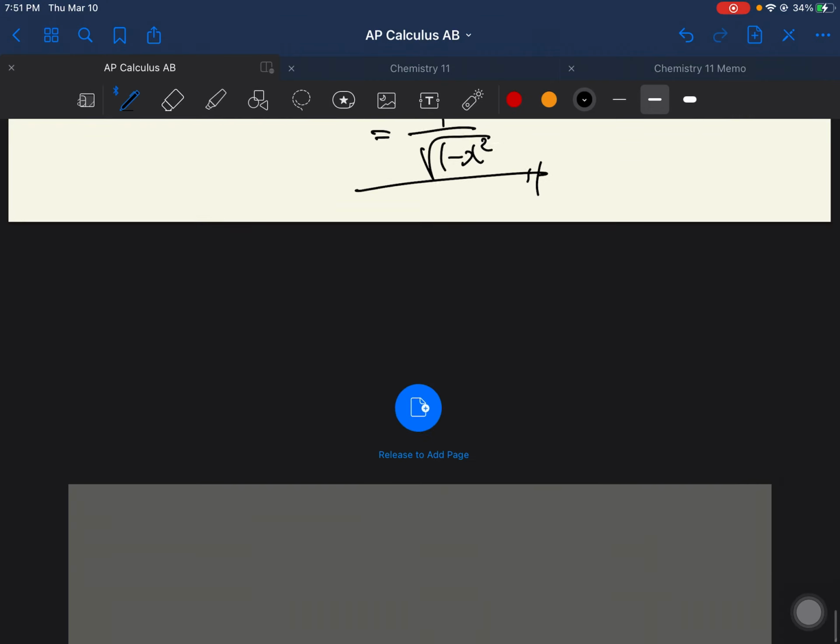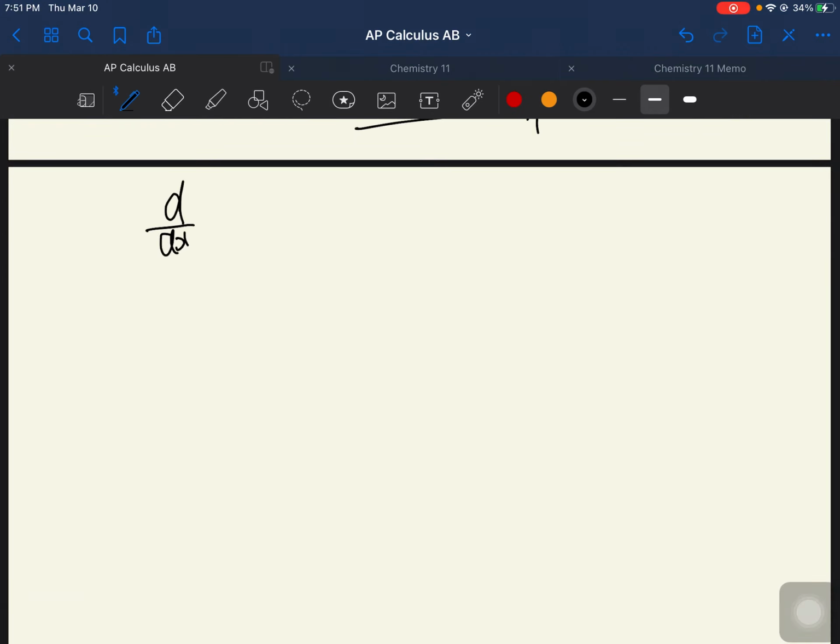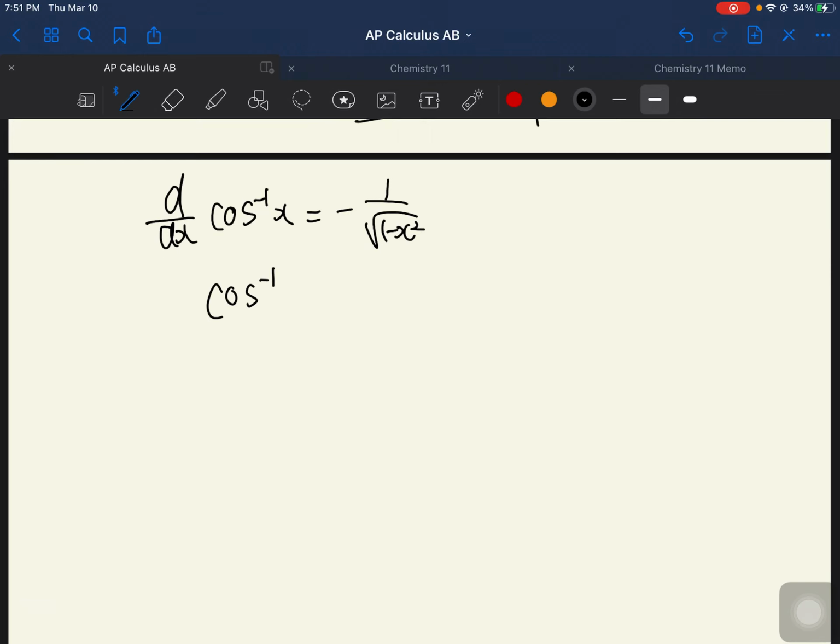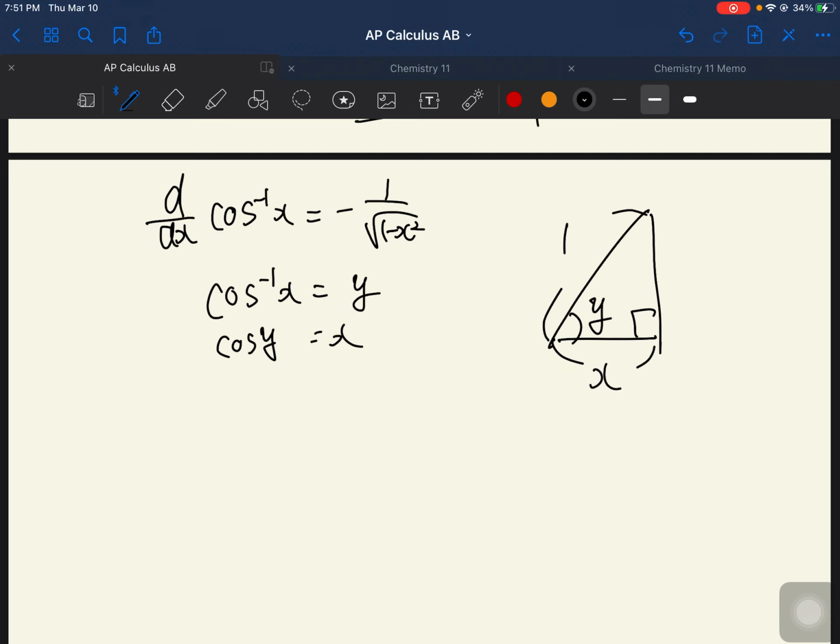Let me prove one more equation. The derivative of inverse cosine of x is equivalent to negative 1 over square root of 1 minus x squared. Technically, it's the same thing. So let me put inverse cosine of x equal y, and cosine y equal x. Again, this equation means you can draw the triangle like this, 1 and x, because this time cosine y is x, so 1 and x.